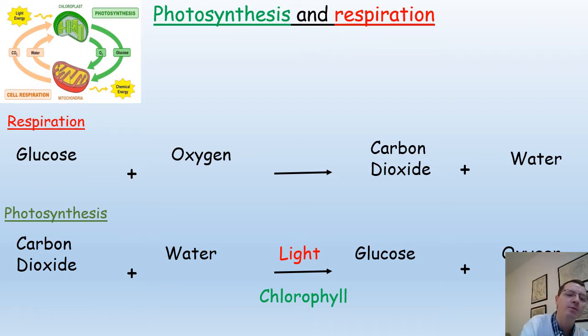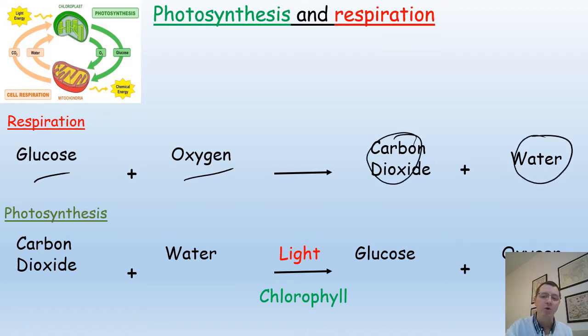So in respiration, we're taking glucose and combining it with some oxygen, and we break the glucose molecule apart to produce carbon dioxide and water, and we get a release of energy. And energy is released in the form of ATP, and it's used by the cell for various different processes. Whereas in photosynthesis, we have the exact opposite.